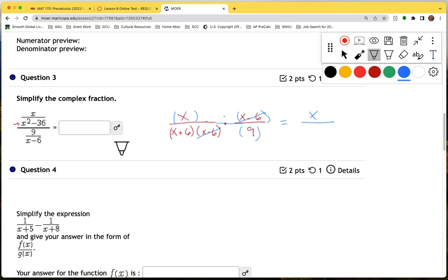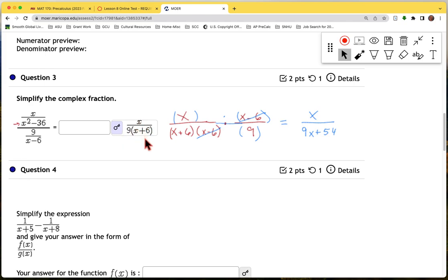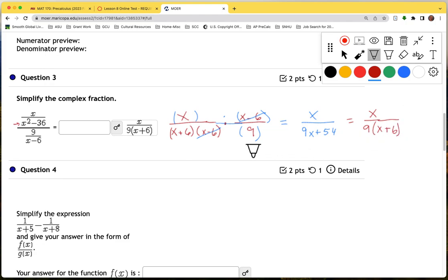Let's just see if they leave it. I think they're going to distribute that out. Just to make it nice, it would be 9x plus 54, right? 6 times 9. Let's see what they do. Oh, they left it factored. I like that. I would actually prefer to leave it factored. So both of them should get counted correctly, but again, yeah, x over 9 times x plus 6. Why should we do all this extra work, right? Okay, so that's good.